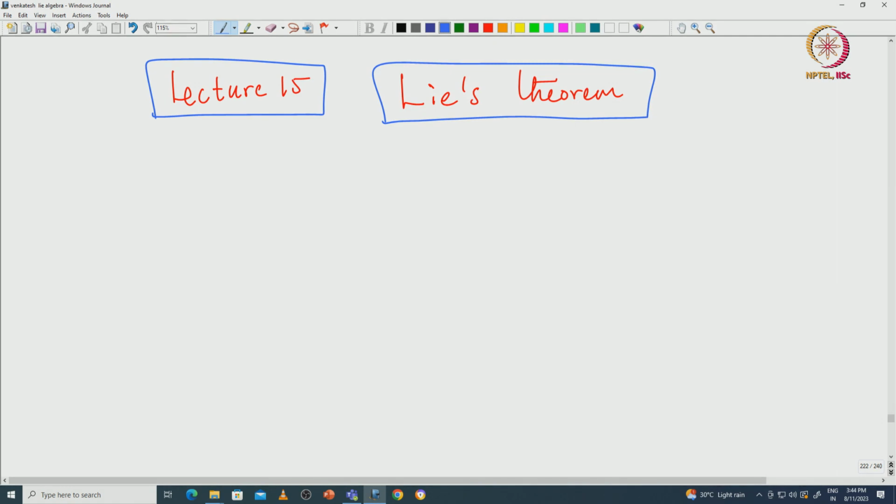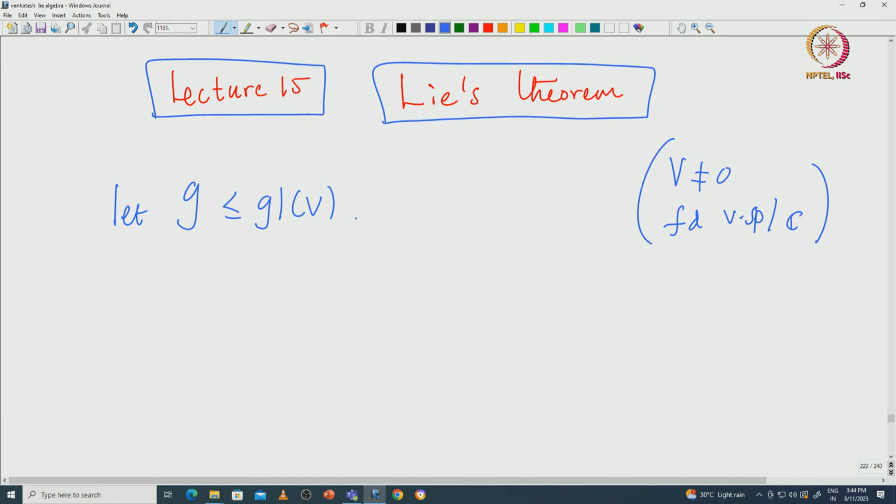Okay. So, here is the theorem. Again, this is an easy consequence of the invariance lemma. You start with a linear Lie subalgebra, let us call it G. As before, we always assume V is a non-zero and finite dimensional vector space over C.